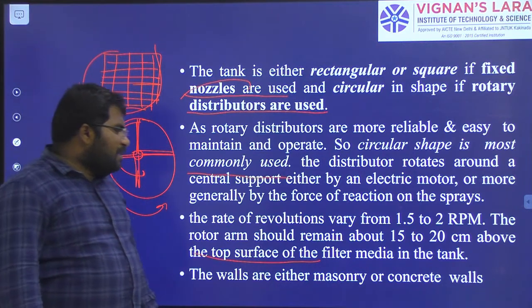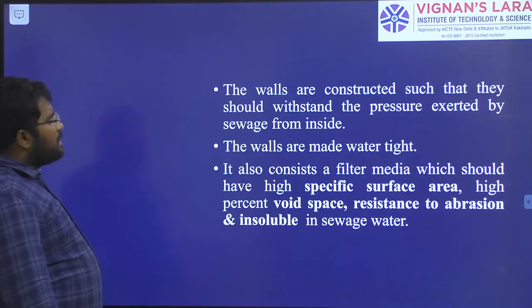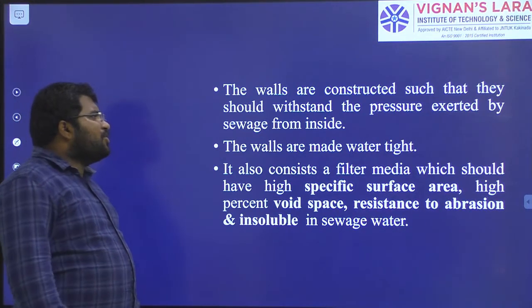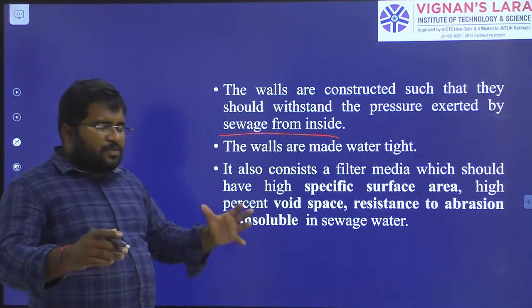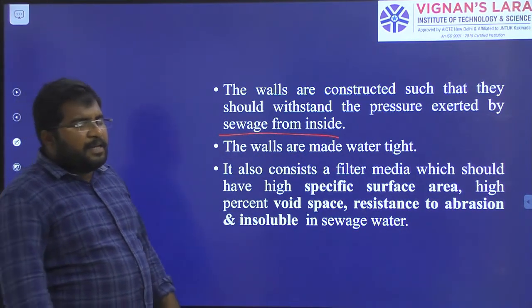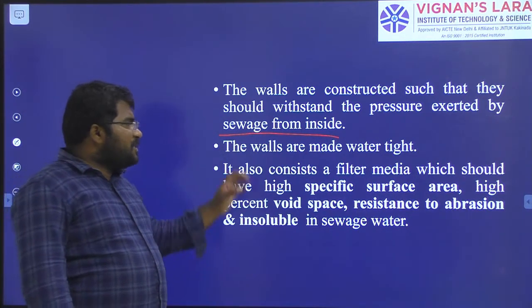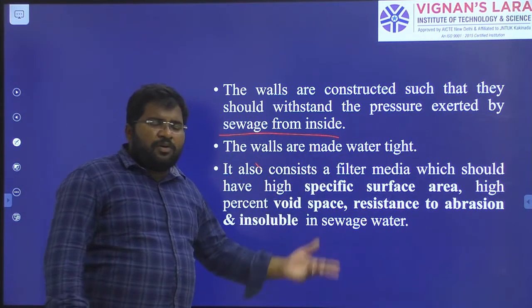Next, the walls are either masonry or concrete. The tank walls are constructed with masonry or concrete. The walls are constructed such that they should withstand the pressure exerted by the sewage from inside, right? They have to hold the media as well as withstand the pressure given by the sewage present in the trickling filter. Okay, so the walls are made watertight, no leakage should be there.